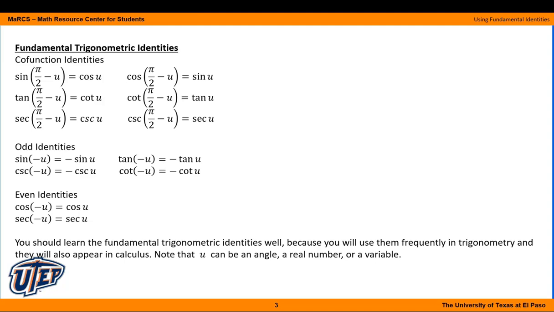Next are the odd identities. Notice that when we replace the angle with its negative, the value of sine, tangent, cotangent, and cosecant changes sign. Finally, we have even identities. Cosine and secant are even functions, which means their values do not change when the angle is replaced by its negative. These may seem like a lot to remember at first, but with practice they become familiar and extremely useful. You'll use them repeatedly in both trigonometry and calculus.